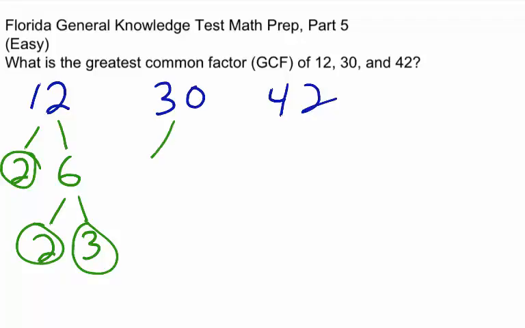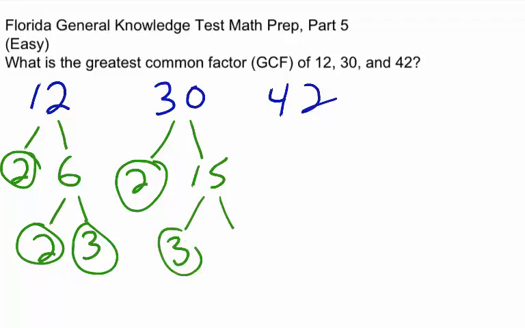A prime factorization on 30 looks like this. 2 goes into 30 15 times. 2 is prime, 15 is not. So we can break 15 down into a product of the prime numbers 3 and 5.